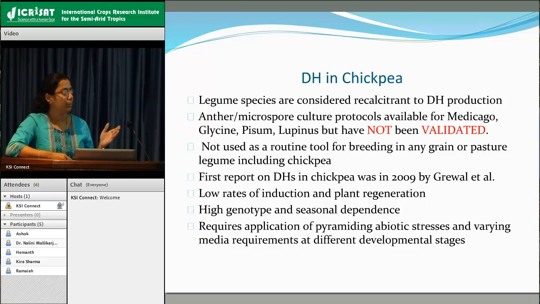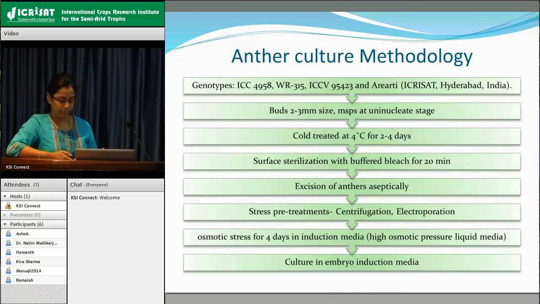The protocols are usually marred by very low induction rates and very little plant regeneration. There is high genotype dependency and even seasonal dependency. Usually the buds selected in the cool season tend to respond better than in the summer. And as I already mentioned, media requirements are very complicated for chickpea. Pyrimidine and abiotic stress treatments have also been employed for chickpea.